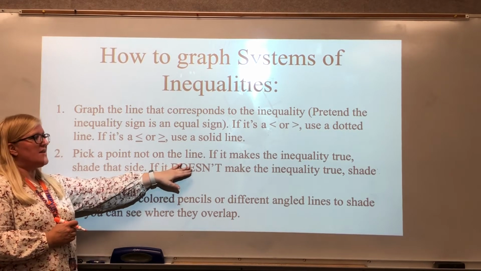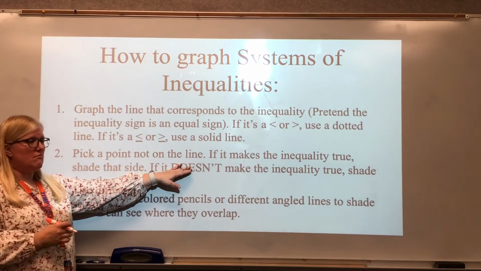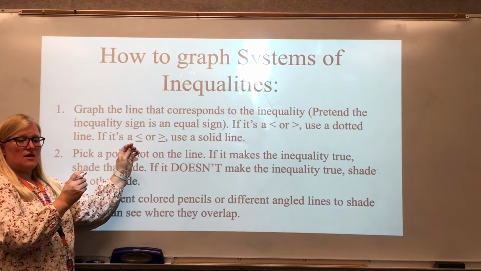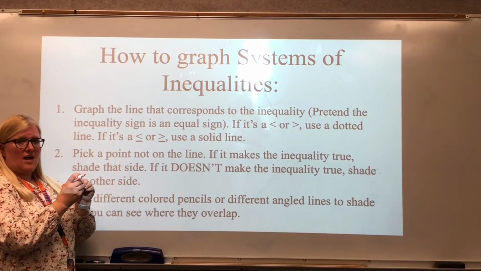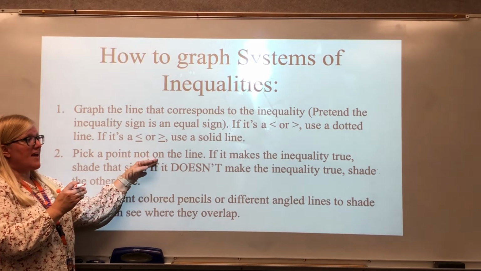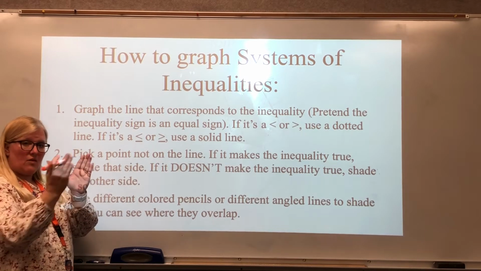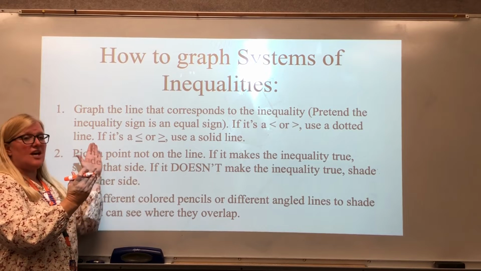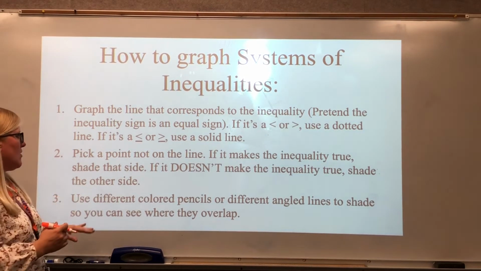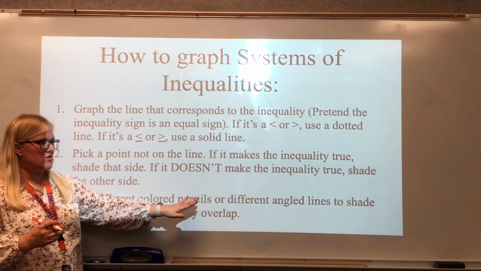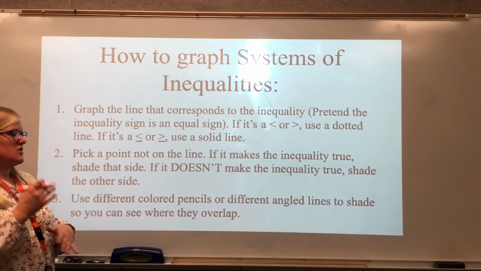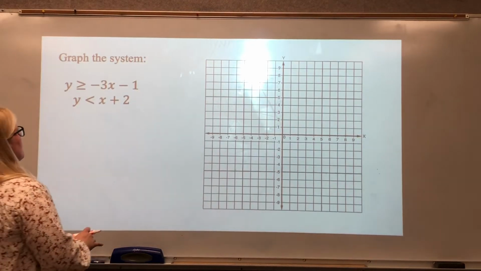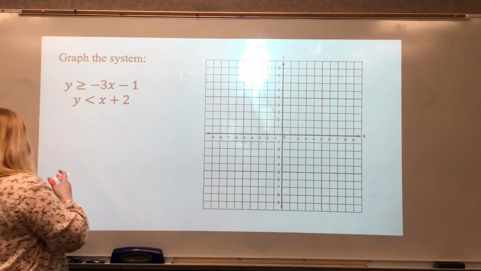Okay, we pick a point not on the line. We take that point, plug it into the inequality, and if it makes the inequality true, then we shade the side that that point is on. If it's not, then we shade the side that it's not on. Okay, and then you can use different colored pencils or different angled lines to shade so you can see where they overlap. So let me show you.